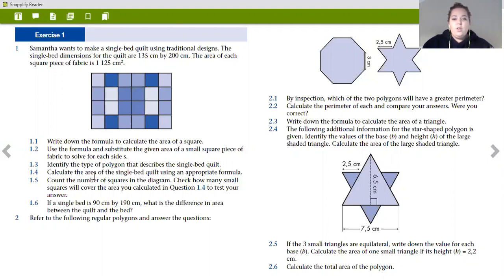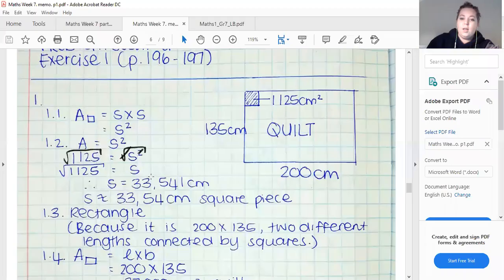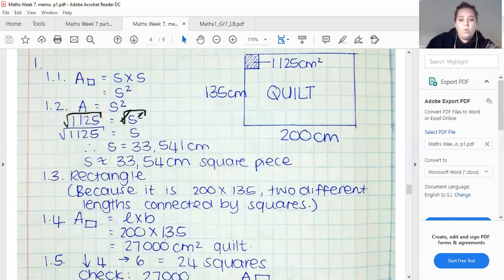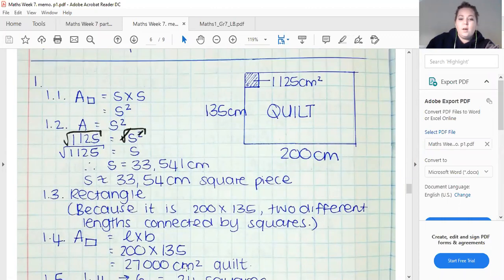Calculate the area of the single bed quilt using an appropriate formula. If it's a rectangle, our formula for the area is length times breadth. It says 135 by 200, so we're going to go 200 times 135 and we're going to get our answer. That is the area of this rectangle. So the quilt will be 27,000 centimeters squared.